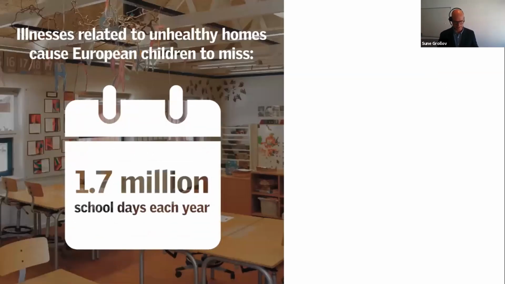The good news is that a lot can be done. And when we look at schools, for instance, if we start with defining what the problem is, you see that each year diseases from damp and mold are responsible for European children missing 1.7 million school days. So each child in Europe misses just about 2.5 school days each year.